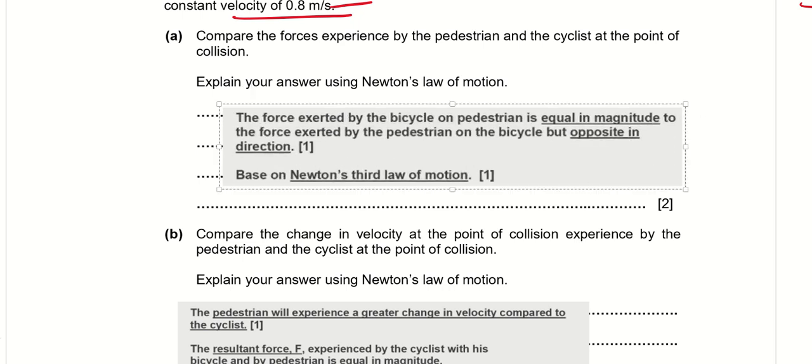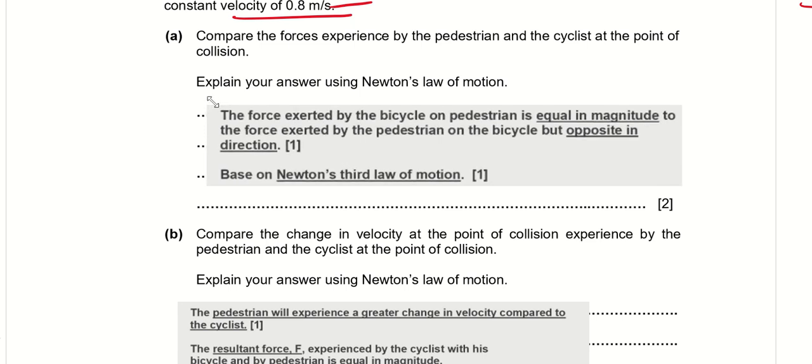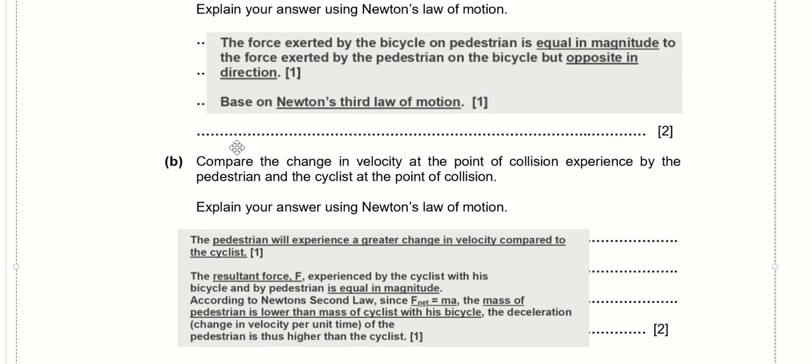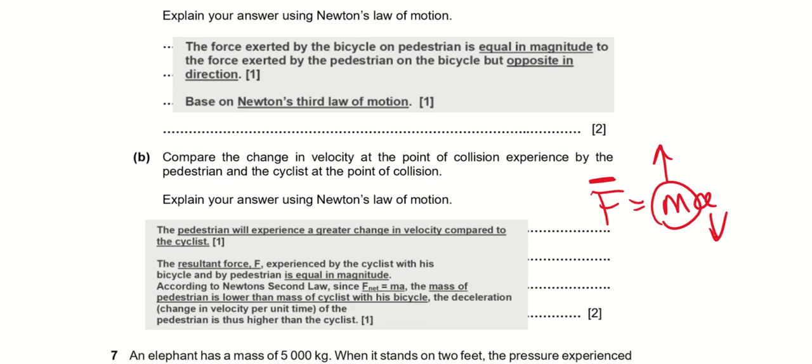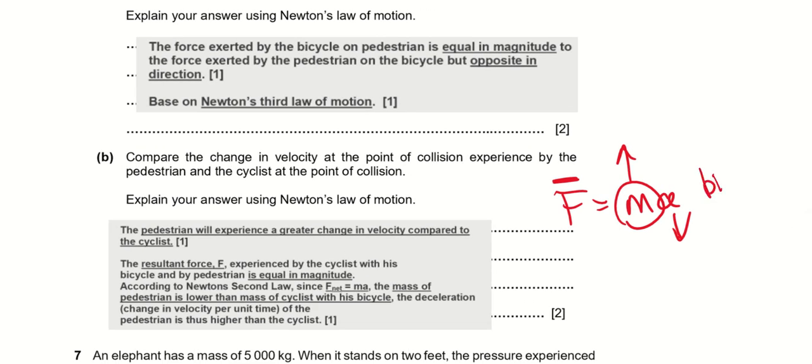Okay, because they are two bodies, the force exerted by the bicycle on the pedestrian is equal in magnitude to the force exerted by the pedestrian but opposite in direction. This is based on Newton's third law. Then, because the force is the same but the mass is different, F equals ma, the larger the mass, because the force is the same, the smaller the acceleration or deceleration. So the rate of change of speed will be smaller. This is for the bicycle and the cyclist.